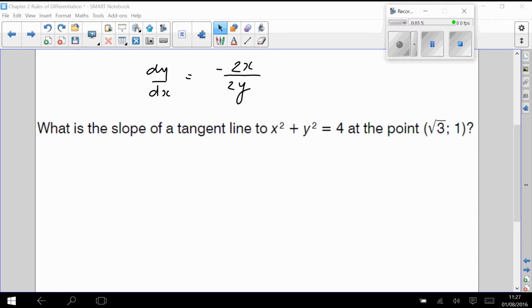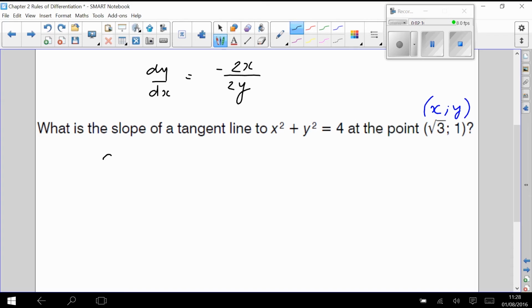If now I want to know the exact slope of the tangent to my line or to my equation, then I need to find the gradient of my tangent. Now you can see that I've used both the x and the y coordinate to find the derivative, so it means that I must substitute both the x and the y coordinate of my point of contact.